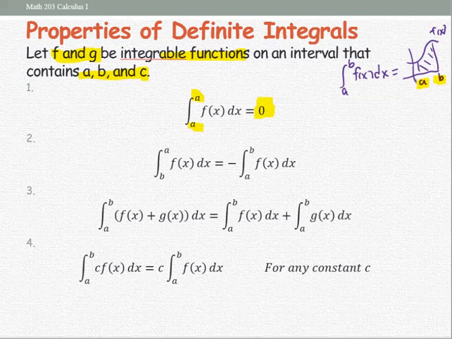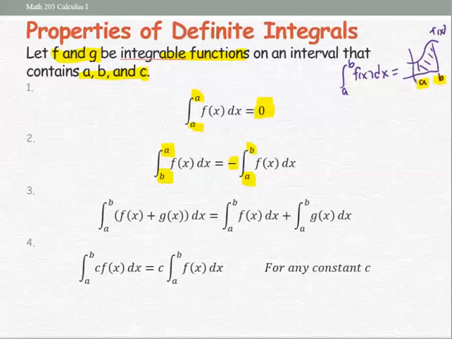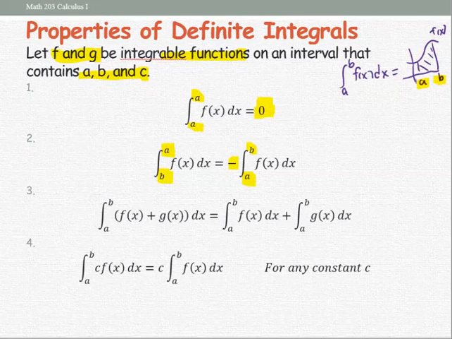Second property: the definite integral from b to a of the function f of x with respect to x is the negative of the definite integral from a to b of the function f of x with respect to x. The other way we can say it: if we swap the lower limit and upper limit, we apply the negative sign to the definite integral.